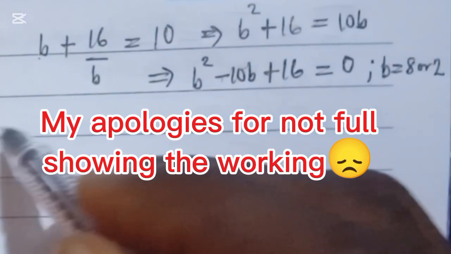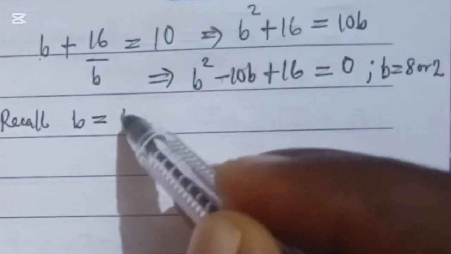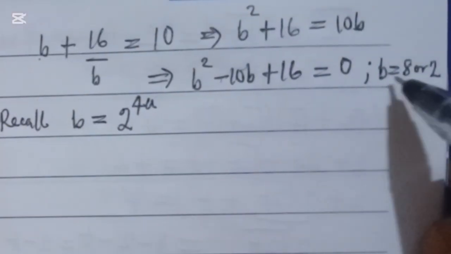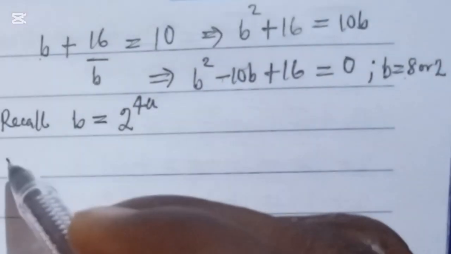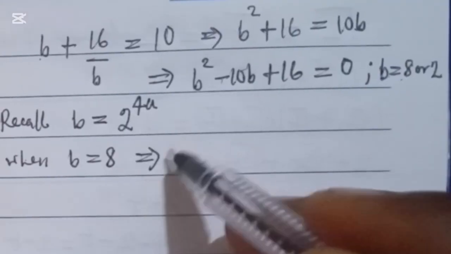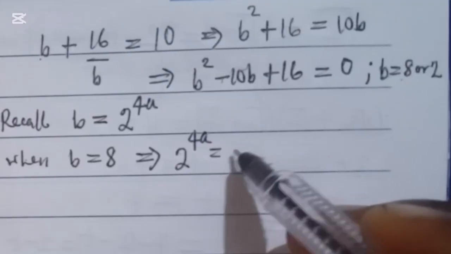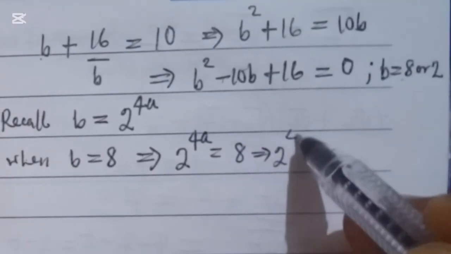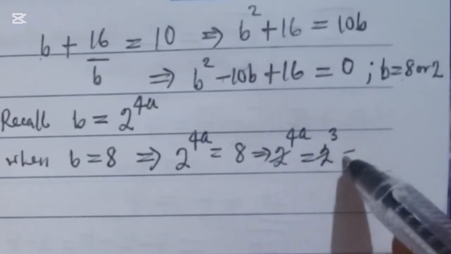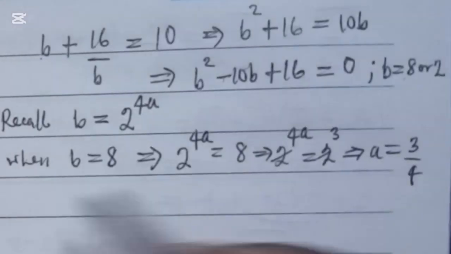And remember, we recall that we only substituted b to be 2 to the power of 4a. All right, so in place of b, when b is equal to 8, this implies that 2 raised to the power of 4a is equal to 8, which implies that 2 to the power of 4a is equal to 2 to the power of 3. And when this cancels out, we see that a becomes 3 over 4. Okay, that's the first value of a.